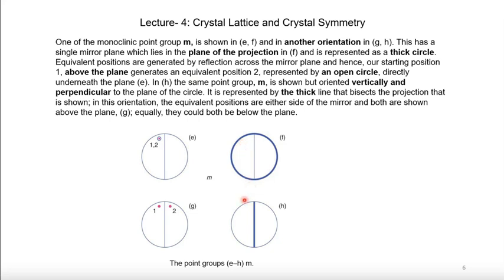Now we take another orientation. If we have a vertical mirror plane, which is perpendicular to this circle, we show it as a dark, thick line bisecting the circle. And therefore, we get 2 projections there, 2 equivalent positions. So this is how we show the mirror plane point group, and its stereographic projection as well as the equivalent positions.